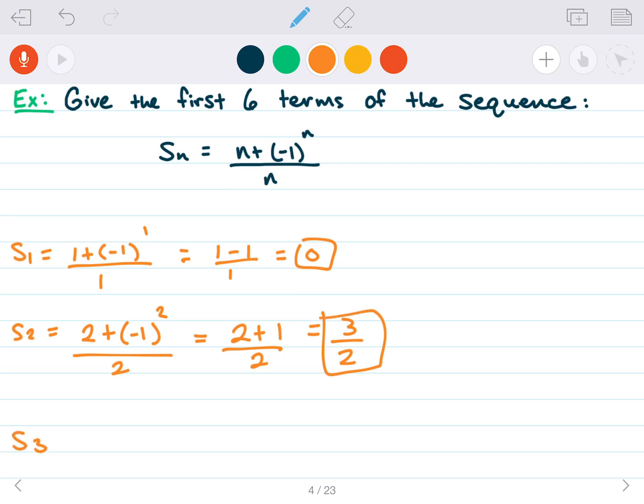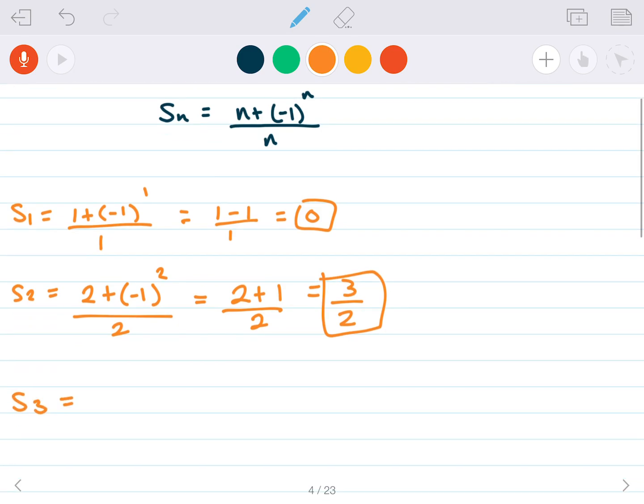All right, we'll do the same thing for the next couple of terms. So 3 plus negative 1 to the 3, over 3. It's going to give us 2/3.